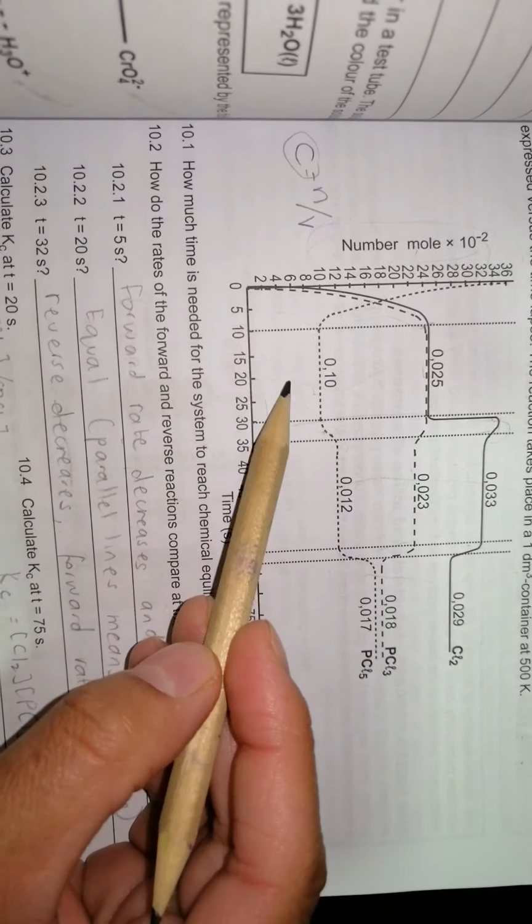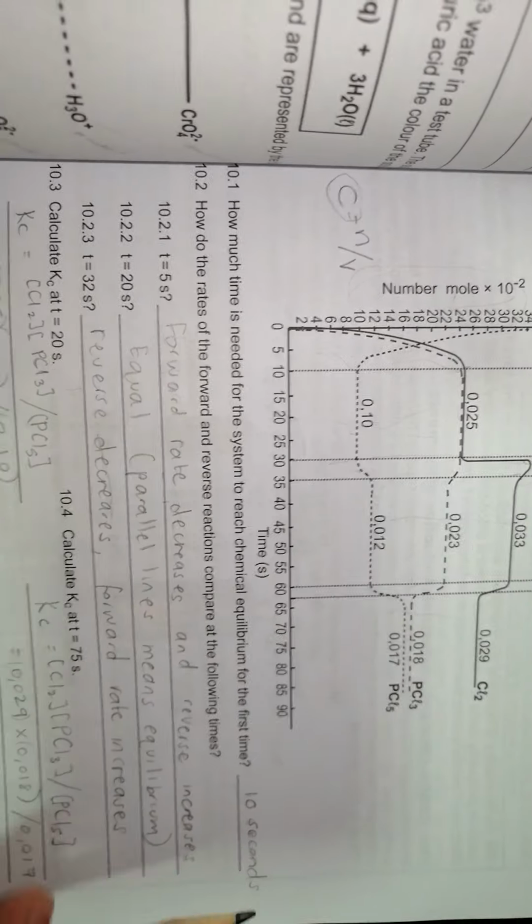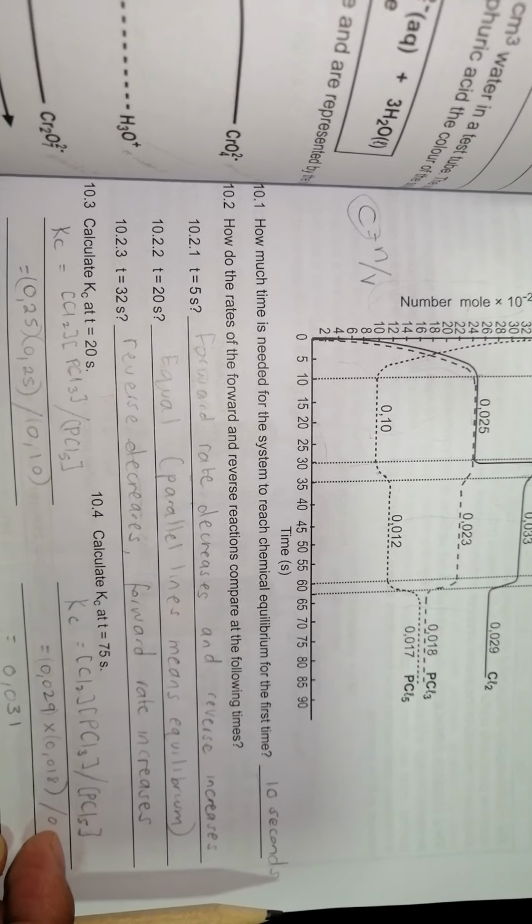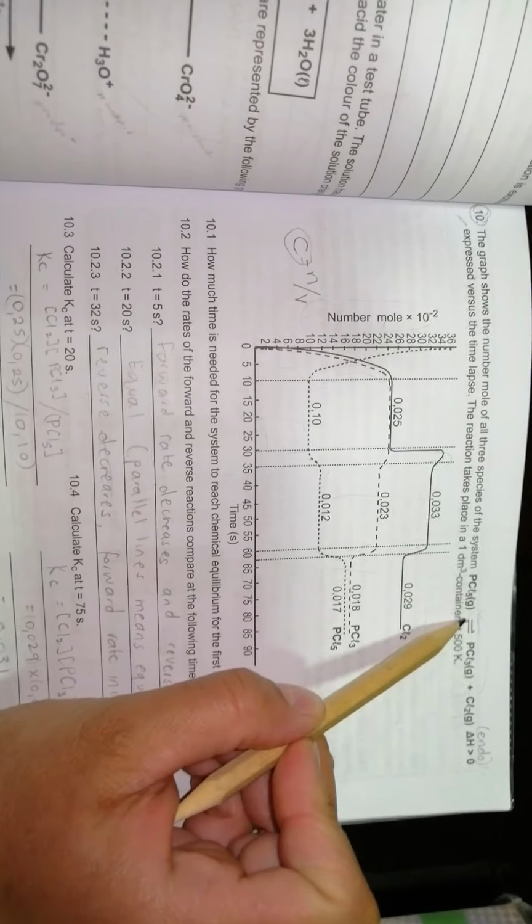Okay, 10.3. Calculate Kc at 20 seconds. So at 20 seconds, we're going to calculate Kc. Remember, Kc always uses equilibrium concentrations. So first of all, let us do the equilibrium expression. It's going to be products divided by reactants.